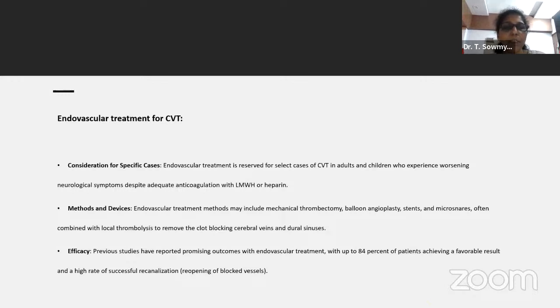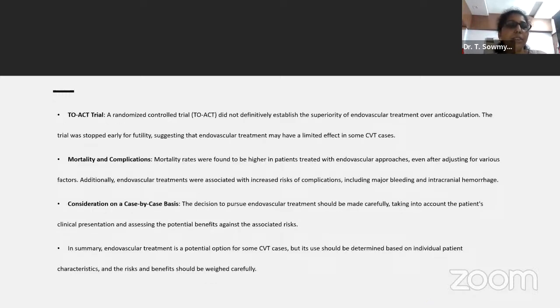And coming to the efficacy of this endovascular treatment, the studies have reported a promising outcome, with up to 84% achieving a favorable result with a high successful recanalization. There's a trial called the TO-ACT trial. It's a randomized controlled trial. But it didn't definitely establish any superiority of endovascular treatment over anticoagulation.